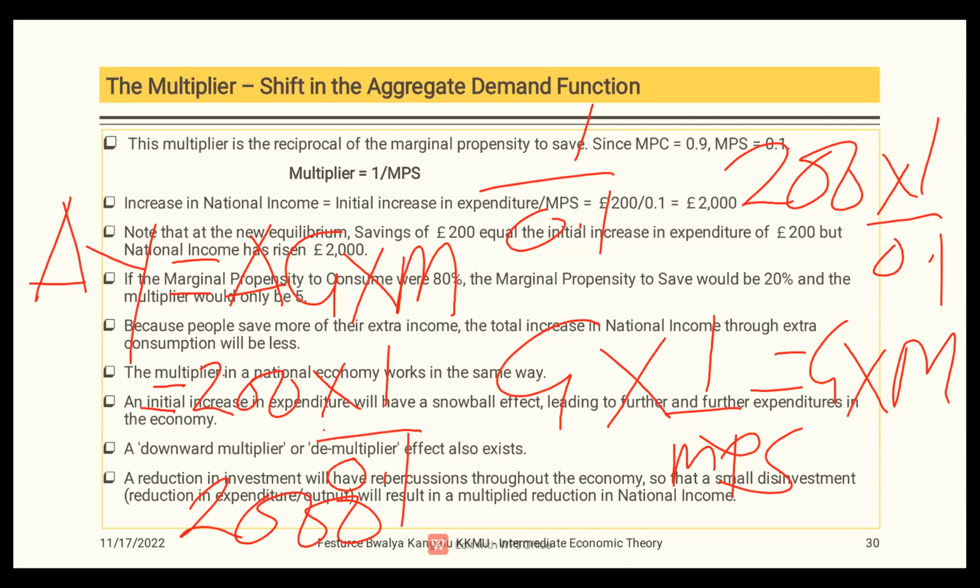So the question is this: given that MPC is equal to 0.9, what will be the total national income if and only if the government expenditure increases by 200? Did you get that? That's the question. We have a lot of practical questions around it. I was saying, given that the marginal propensity to consume is 0.9, right?